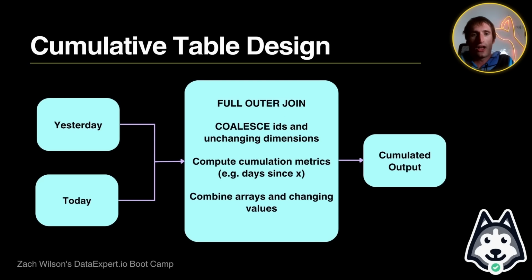But going forward, every day after that, yesterday will have yesterday's data in it. So you take yesterday and today, you full outer join them together, and then you coalesce any IDs and unchanging dimensions, and then you calculate any accumulation metrics, which we're going to be doing in the lab today. And then we're going to combine arrays and changing values. In this case, the array I'm talking about is the is active array in the last slide, but we keep adding a new value to that. But let's go back a slide real quick.